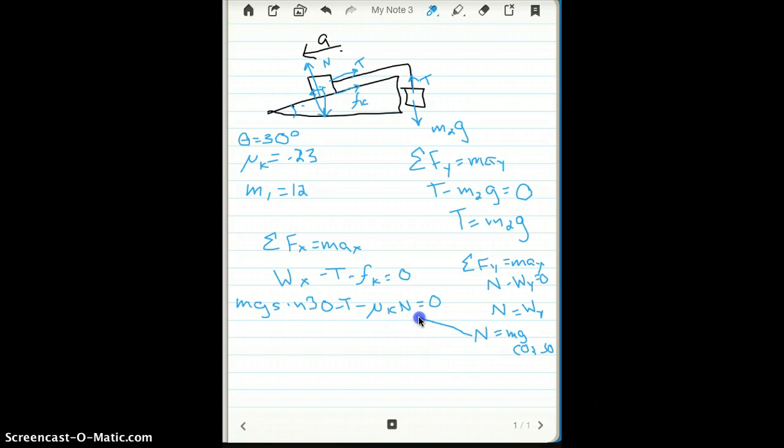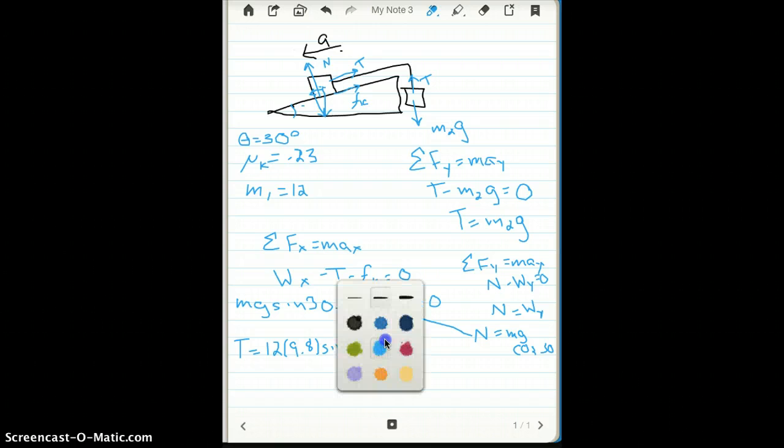Now I know the normal force from over here, so I'm going to make a substitution. Alright, I know everything in this equation except for T. So I'm going to end up with T equals 12 times 9.8 times the sine of 30, minus, just making sure I'm not making a sign error here, minus 0.23 times 12 times 9.8 times the cosine of 30.